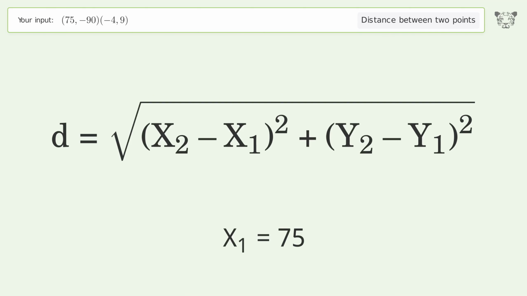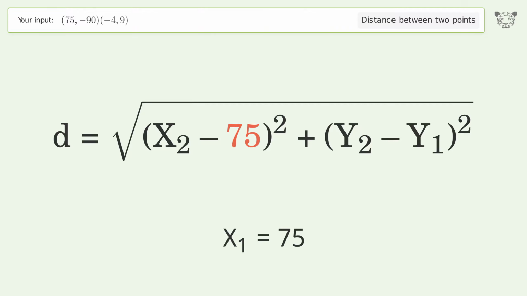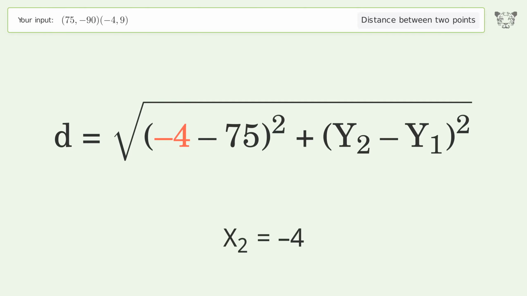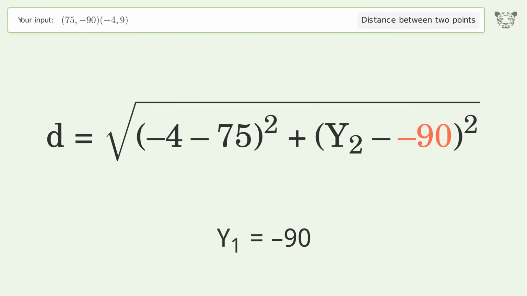x1 equals 75. x2 equals -4. y1 equals -90. y2 equals 9.